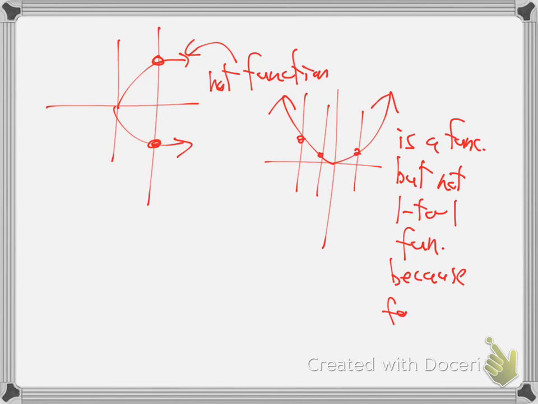It fails the horizontal line test, right? We have horizontal lines hitting 2 points. There is a horizontal line test that decides whether it's a one-to-one function. We already know it's a function, passes the vertical line test, but it fails the horizontal line test, meaning it's not one-to-one. What is a one-to-one function? A function where there's one x value for every one y value. 1 for 1. 1 x for 1 y. No overlapping. Never 2 x's going to the same y or 2 y's going to the same x.